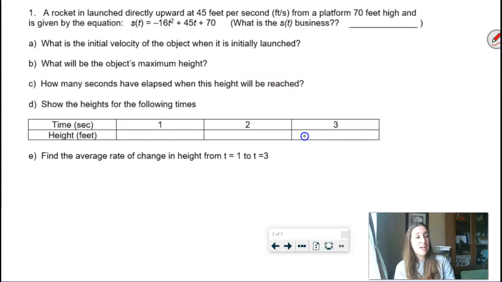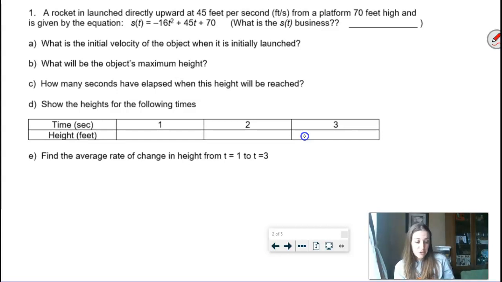So this is a very tech heavy lesson here. You want to have a graphing calculator, either the emulator on your Chromebook handy, or you can pull out Desmos and use their graphing calculator, or if you have your own, that's great too. But we have a rocket that is being launched at an initial velocity of 45 feet per second. And the original height of the platform is 70 feet high. So it's being launched and then it's going to come down.